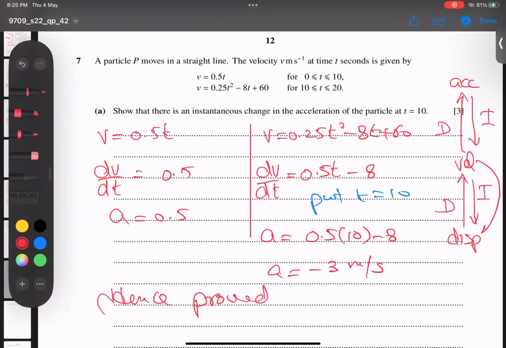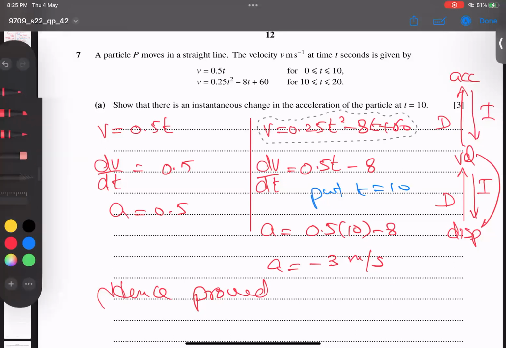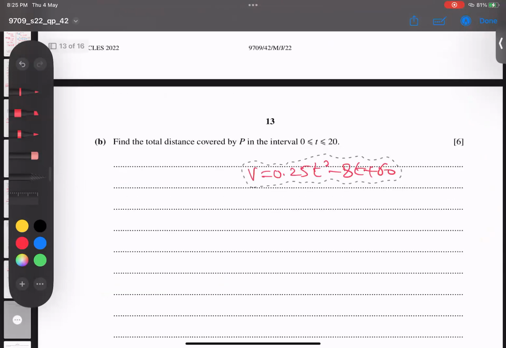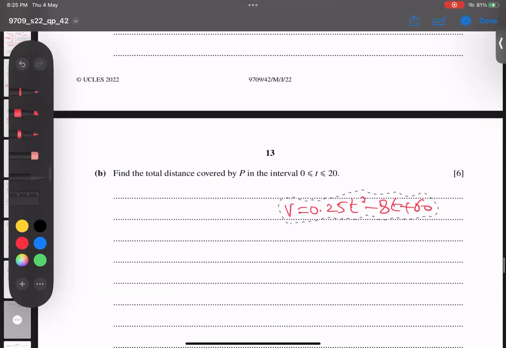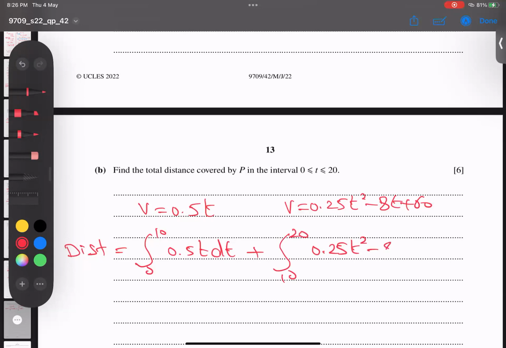So let's start with both expressions. I'm copying and writing it here. The first expression is 0.5t. And distance is simple, students: I can find it by integrating from 0 to 10, dt, and plus the integral from 10 to 20 of 0.25t squared minus 8t plus 60.